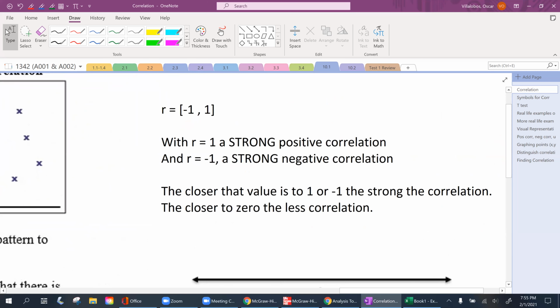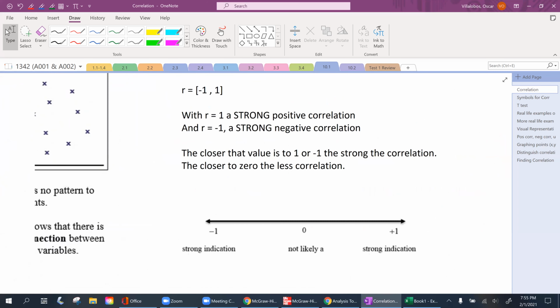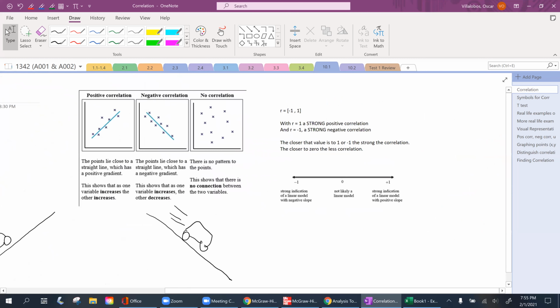The closer R is to +1, the stronger the positive correlation is, and the closer it is to -1, the stronger the negative correlation is. We can see that by these charts here. Okay, let's go ahead and move forward.